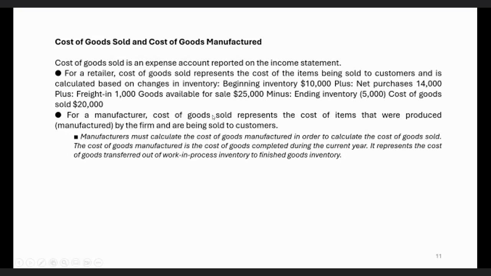For a manufacturer, cost of goods sold represents the cost of items that were produced or manufactured by the firm and are being sold to customers. Manufacturers must calculate the cost of goods manufactured in order to calculate the cost of goods sold. The cost of goods manufactured is the cost of goods completed during the current year. It represents the cost of goods transferred out of work in progress inventory to finished goods inventory.